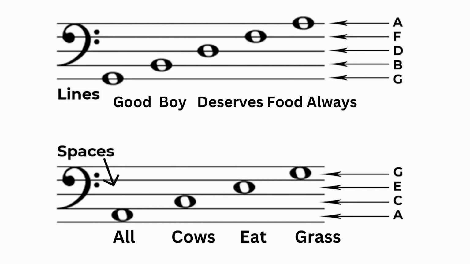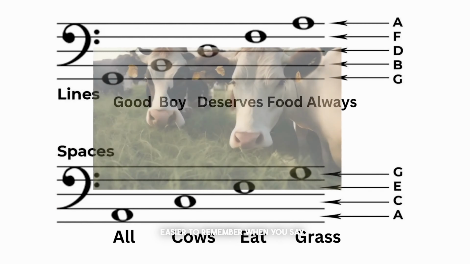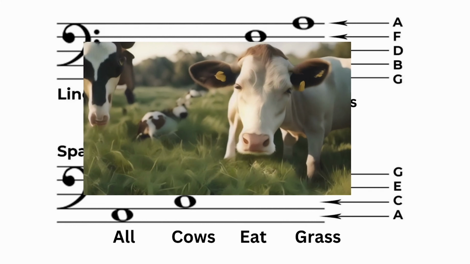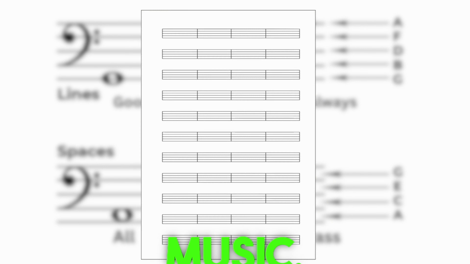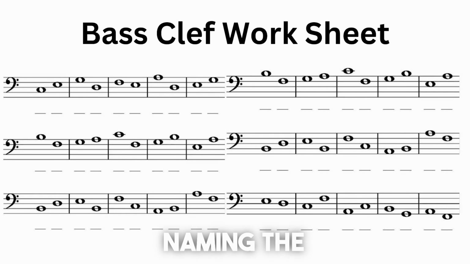The first space note with a bass clef is A, and the second space note is C, and so on. The space notes of bass clef are A, C, E, G. It is easier to remember when you say, all cows eat grass. Memorize them and randomly practice them on empty sheet music. Once you finish, try naming the notes on the bass clef worksheet.